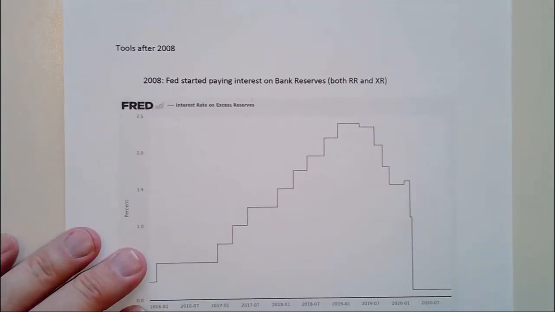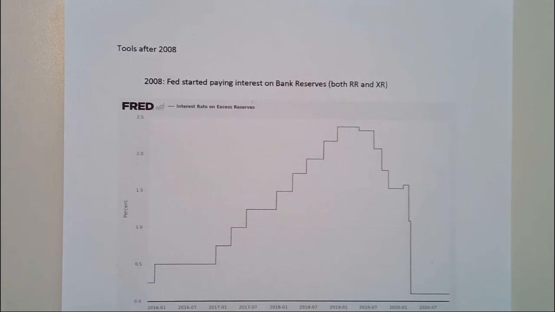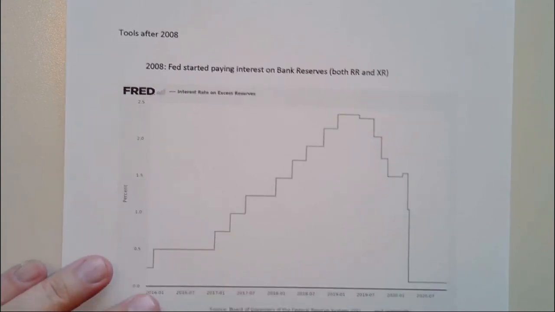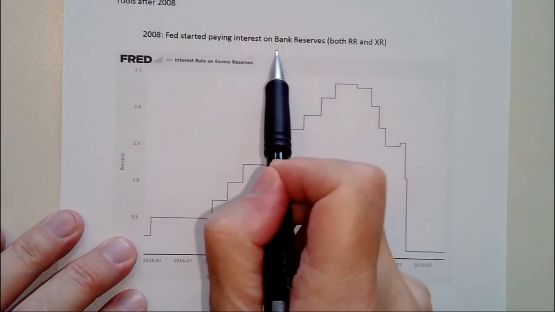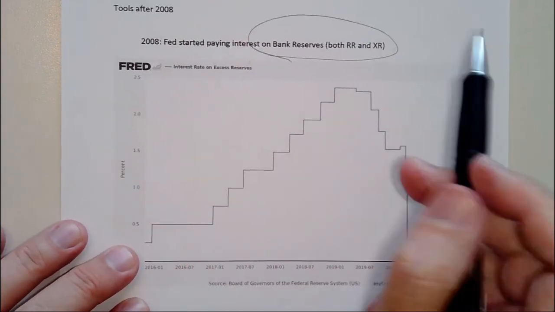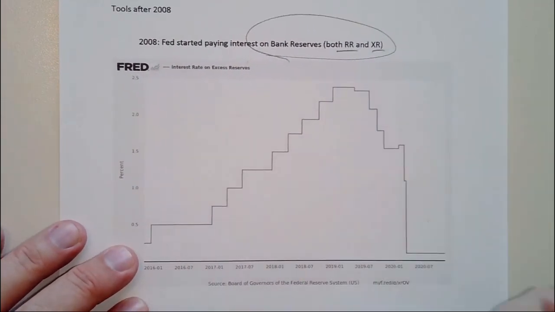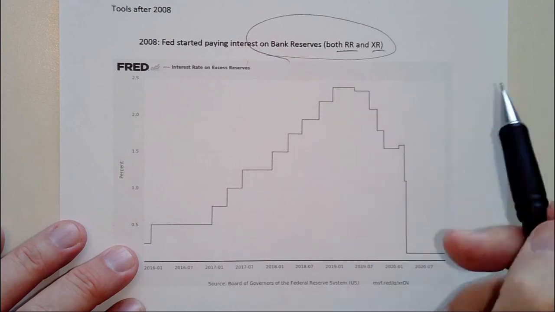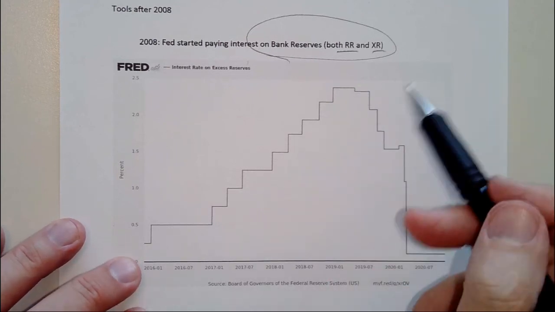Now, the last part of this lecture, I want to talk about things the Fed is doing differently now. This is non-traditional monetary policy. Since about 2008, and ever since then, they've been doing things they've never done before. One is that they started paying interest on bank reserves, both required and excess. They actually can charge different rates for that. I checked on it. The rate is the same right now for both required and excess.